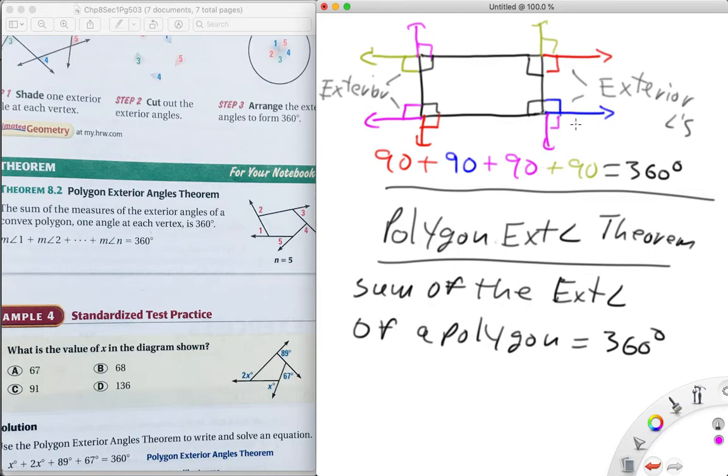So it has to be one of the two. Every interior angle has two exterior angles. You choose one of them, and when you add all the exterior angles from one of the two, then you will have 360 degrees.